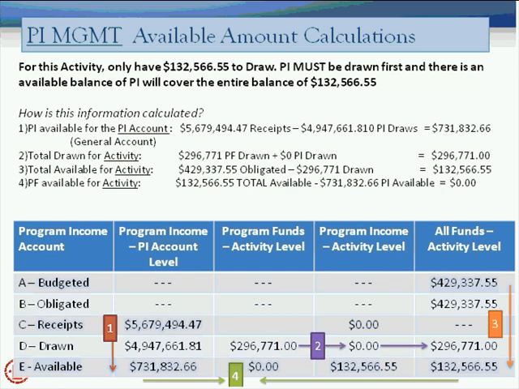So for this example, in the end, what I'm going to get you guys to is that there's $132,000 plus some change to draw, and that program income actually must be drawn first, and that there is the available balance of the $132 to draw from.